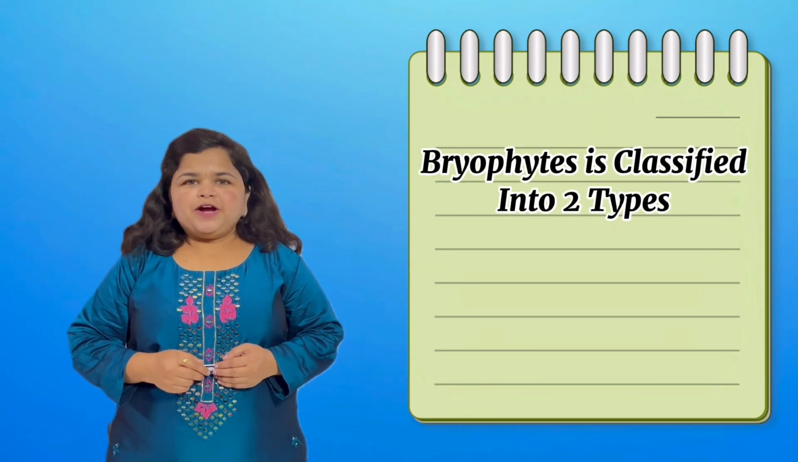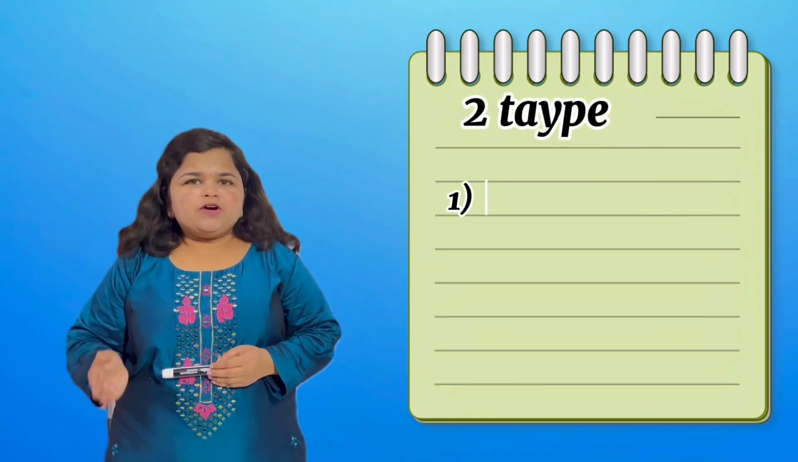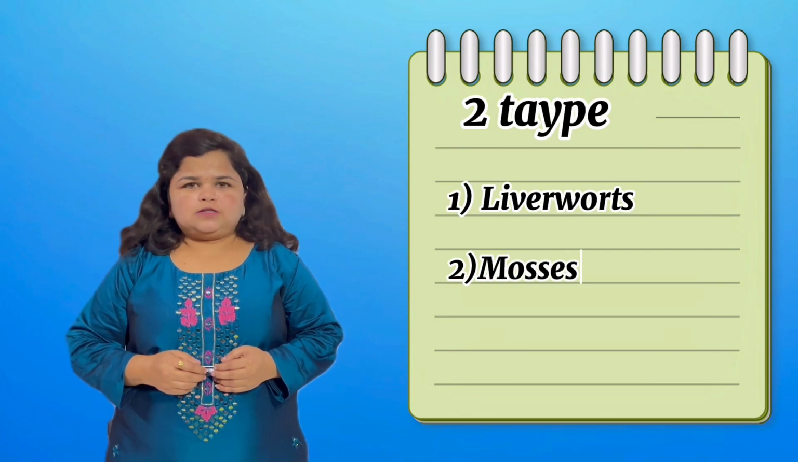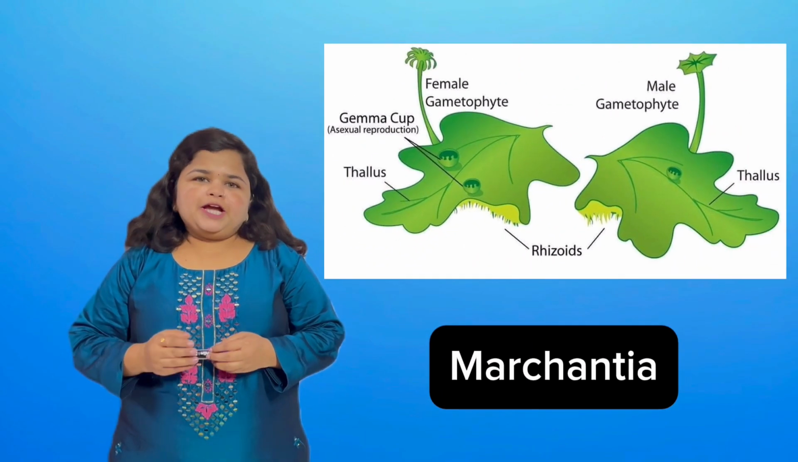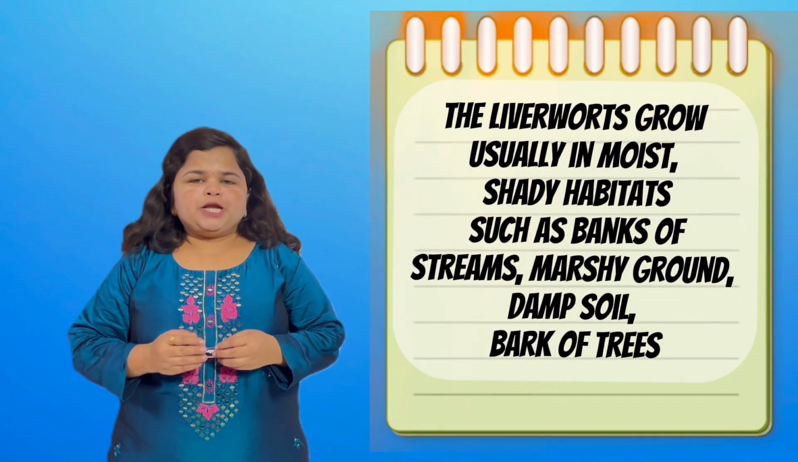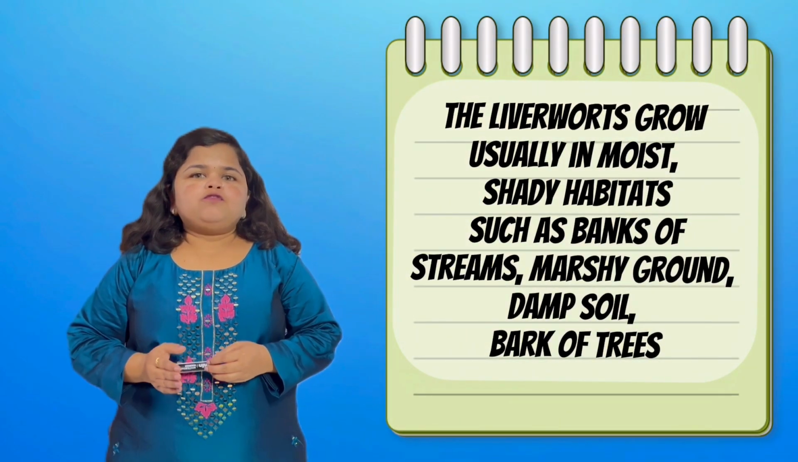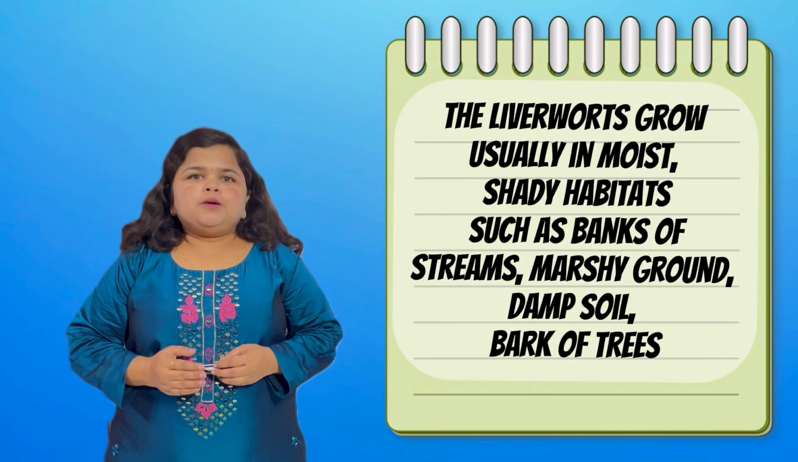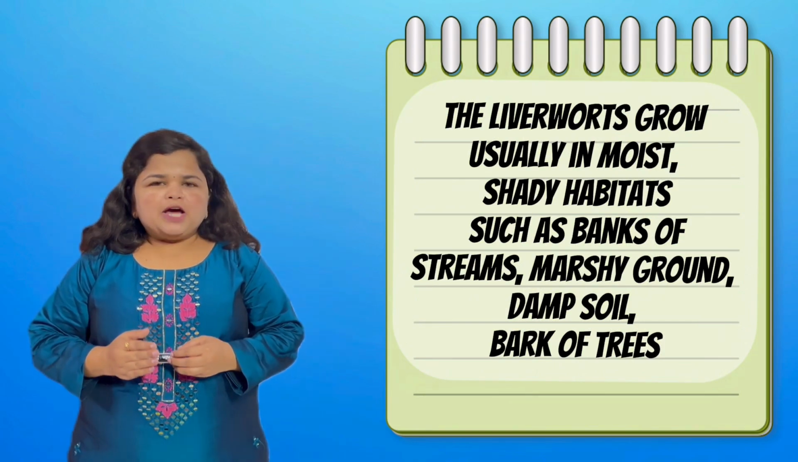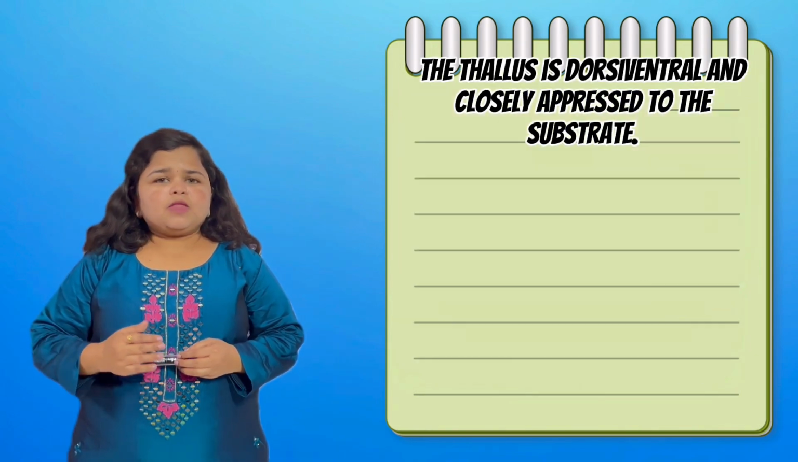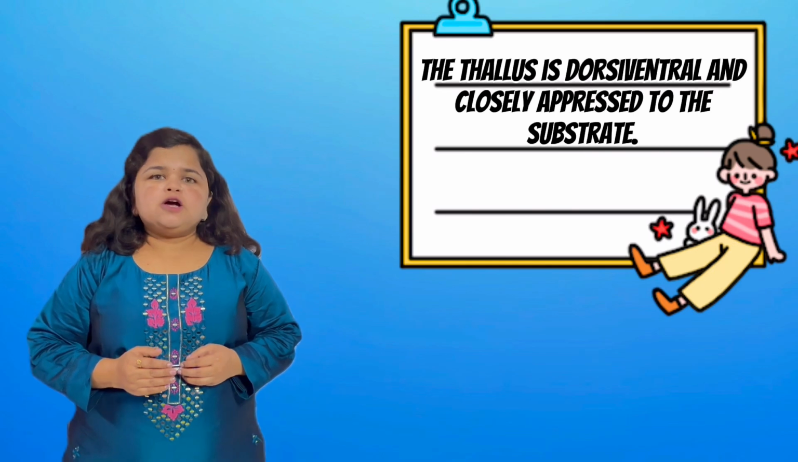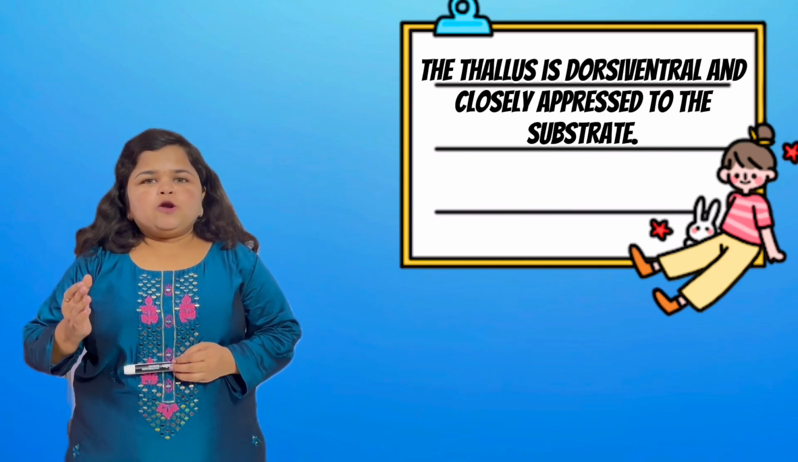Bryophyte is classified into two types. One is liverwort and the second one is mosses. An example of liverwort is Marchantia. Marchantia grows in moist and shady places, on the bark of trees and sometimes on the banks of rivers and marshy places. The thallus body of Marchantia is dorsiventral and closely appressed to the substratum.